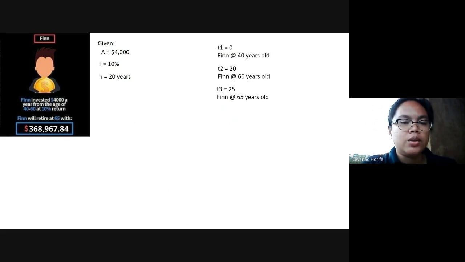Now we will create Finn's cash flow diagram. We identify the given information in the statement. We have the annuity of $4,000, the interest rate of 10%, and the number of years, 20 years. And then we have the timelines. T1 is 0 when Finn is 40 years old and started investing money. T2 is 20 when Finn is 60 years old and stopped investing money. And T3 is equal to 25 when Finn is 65 years old and will retire.